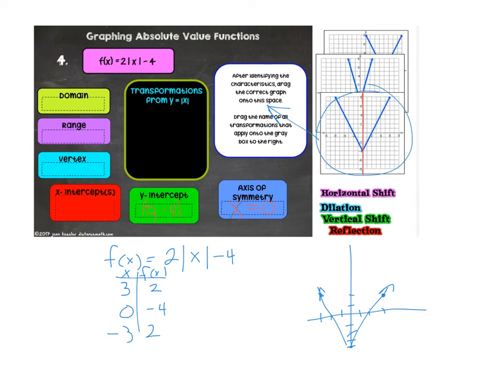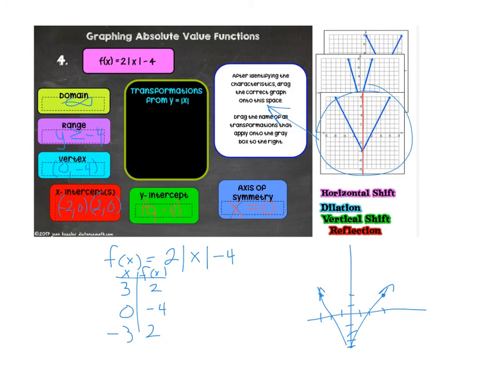That is the y-intercept. The x-intercepts, this one is going to be negative 2, 0, and positive 2, 0. Those are the x-intercepts. The vertex is at 0, negative 4. The range is everything above negative 4. So this is going to be y is greater than or equal to negative 4. The domain, this thing keeps getting wider and wider, so that's going to be infinite.